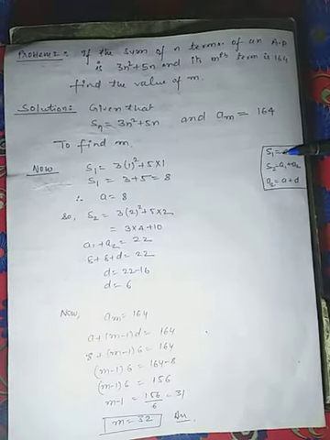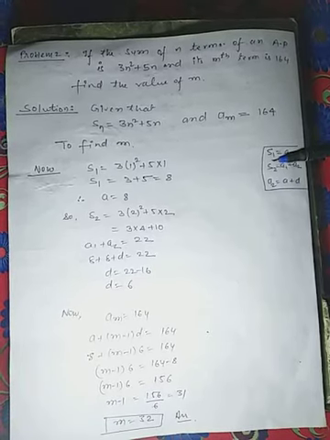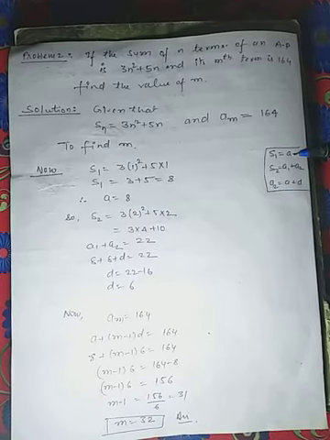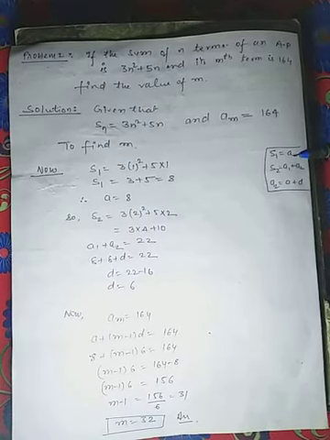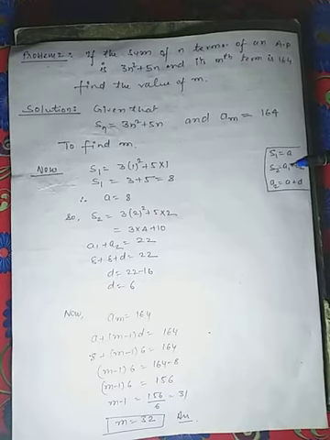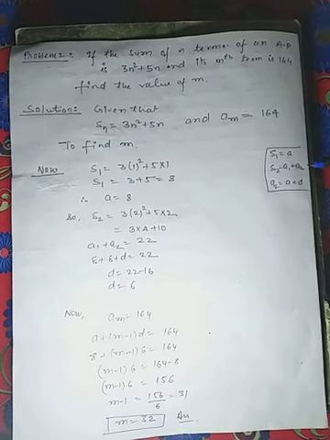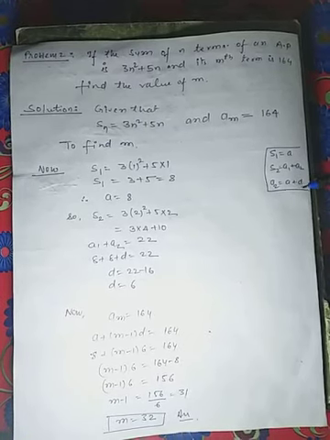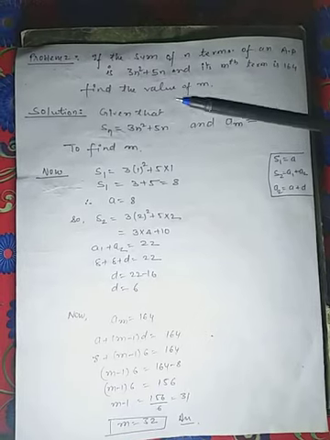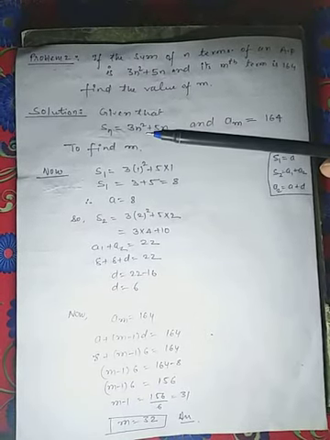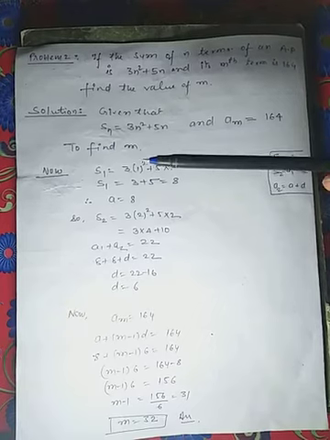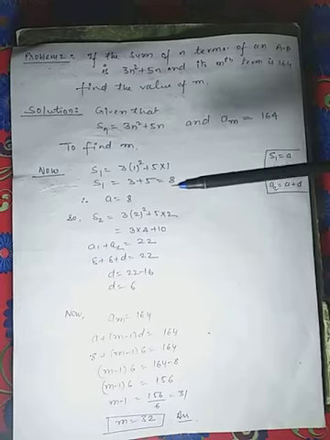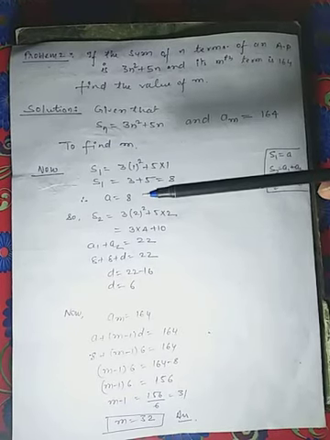Now we use some formula. S1 means first term, that is sum of one term means first term. S2 means sum of first two terms, that is a1 plus a2. Also a2 is a plus d. So now in Sn we put n is 1. We get S1 is 8. S1 is 8 means a is 8.